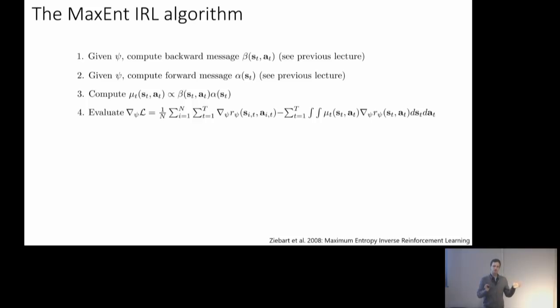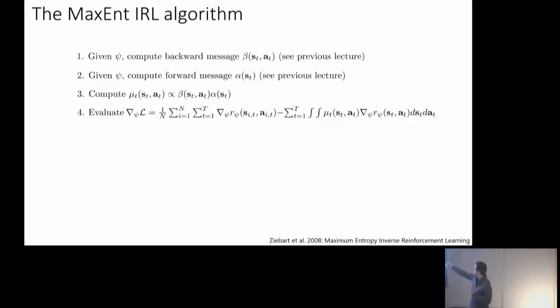And then we're going to calculate the gradient with respect to psi. And that gradient has 2 terms. The first term we take by summing together all of our demos, that's from i equals 1 to n. And for each demo, sum over all the time steps in that demo from t equals 1 to capital T. And what we're summing together is the gradient of the reward at the state and action along that demo. So that means make the reward along the demo bigger.